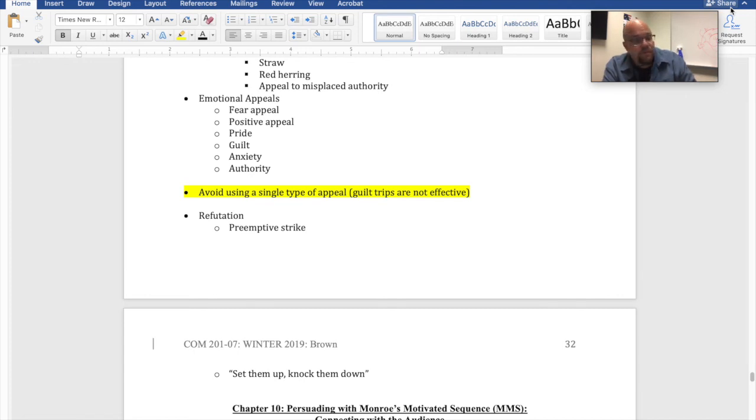Fair points. I mean, science can back up both of those. The refutation is, well, yeah, taking these precautions can make us safer, but it doesn't guarantee our safety. We can still get sick, and if we still get sick, we can still die. So I don't want to take that chance.